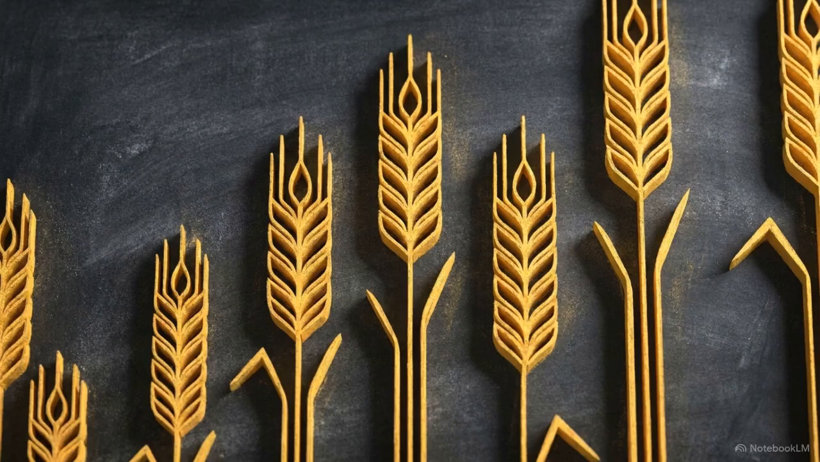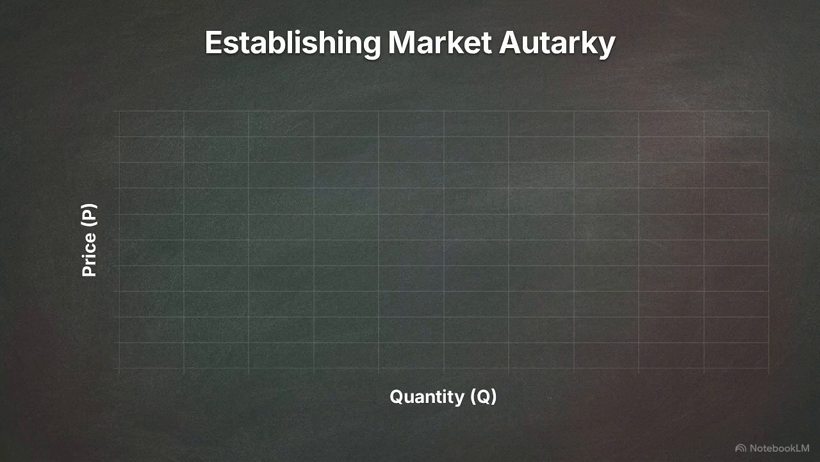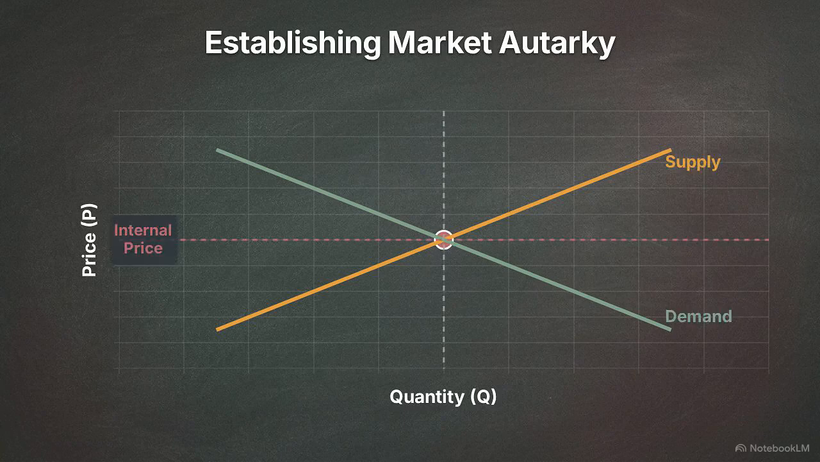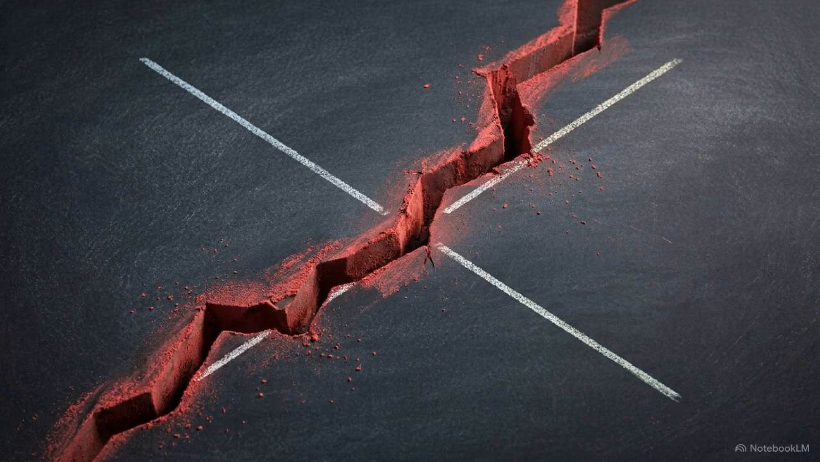We start by constructing a baseline domestic market. Let's say wheat. In total isolation, this market is governed entirely by the intersecting lines of home supply and home demand, which dictate the internal price. Trade policy is the artificial disruption of this isolated market.